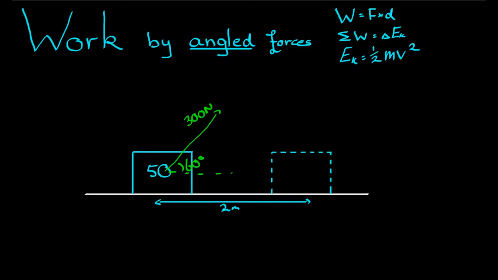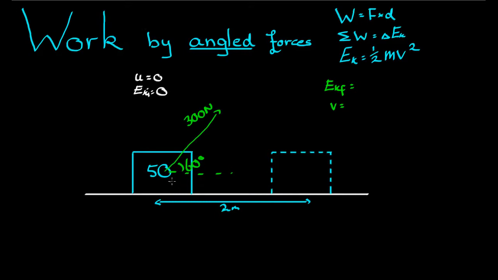So the goal is going to be to find the final kinetic energy and the final velocity. Let's assume for now the box starts at rest, so its initial kinetic energy is a half m velocity squared, initial velocity given by u here, and v here is 0, so kinetic energy initial is equal to 0.